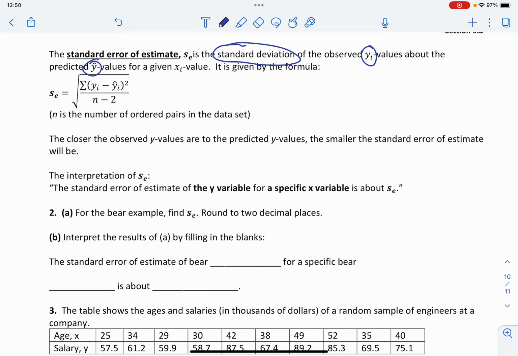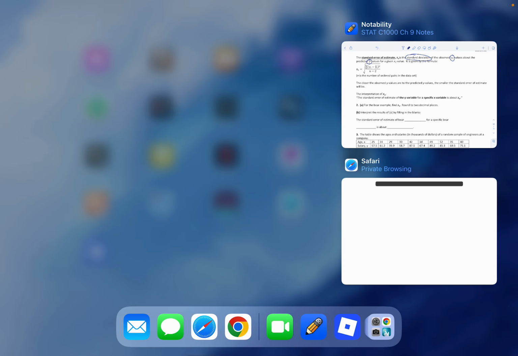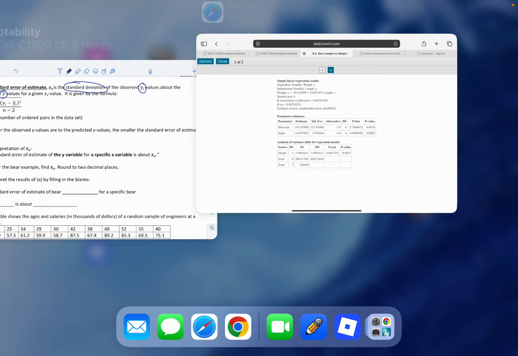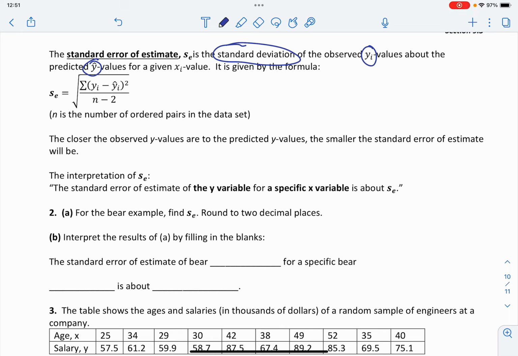So for the previous bear example, the nice thing is we don't have to use that formula. We have the technology. It's all given on this output. If you look under simple linear regression, what is it? The very last line, about 8 lines down, estimate of error standard deviation. That's the S sub e. It's right under the r squared. So 66.6. I'm going to write that down. 66.6. This says round to 2 decimal places. Okay, so I guess 66.60.